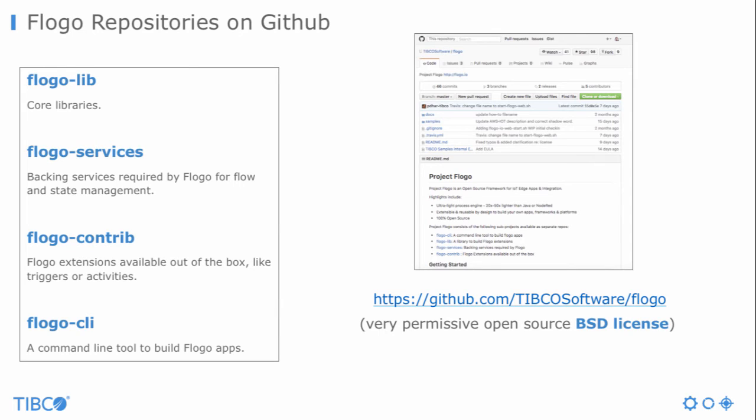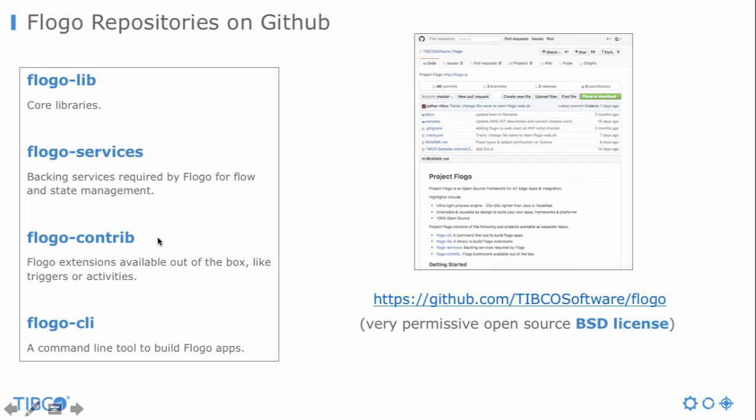And this is the Flogo lib. This is the core libraries and the core engine of Flogo. This is what in the end runs at the edge devices. Then we have the Flogo services. These are backing services which are used by the core engine, and this is for flow and state management. So for example, if a flow fails or if a device is not available and you have to retry it or reroute to another device, then this kind of state can be stored in the Flogo services.